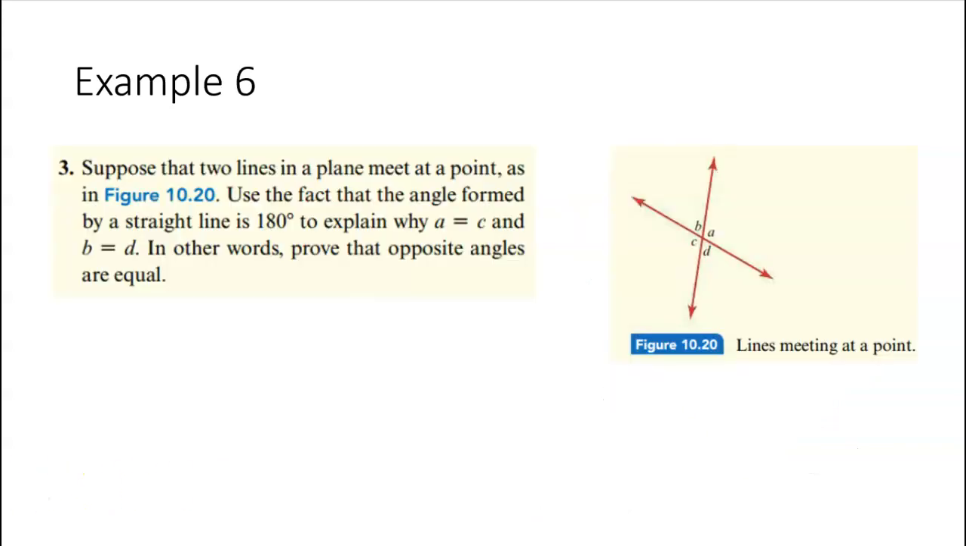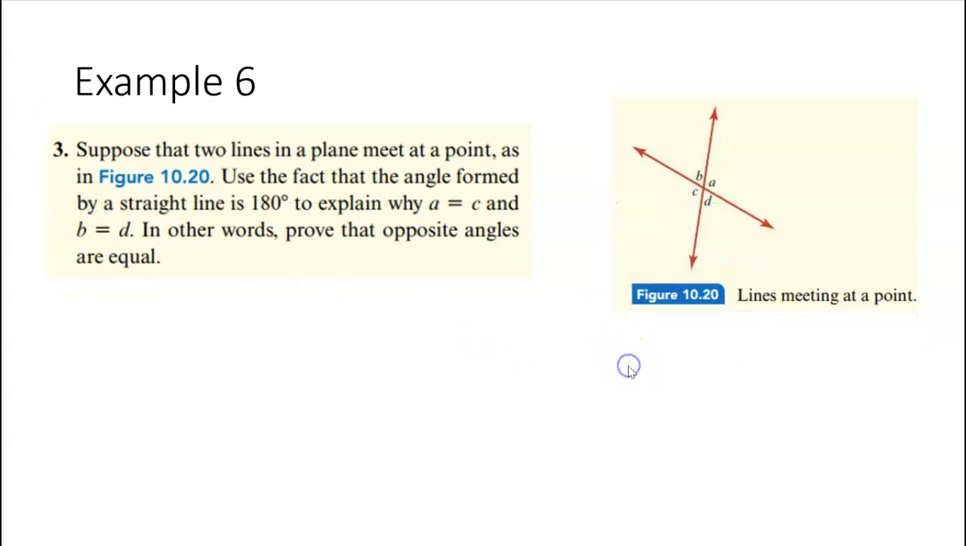Suppose that two lines meet in a plane at a point. Use the fact that the angle formed by a straight line is 180 degrees to explain why A equals C and B equals D. In other words, prove that the opposite angles are equal. All right, so let's look at this. We're going to do a proof.